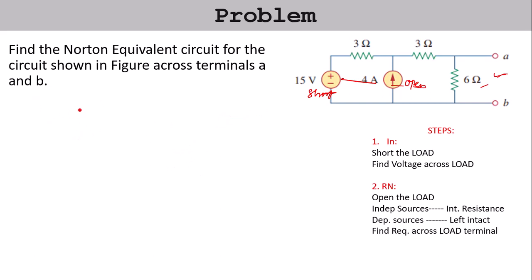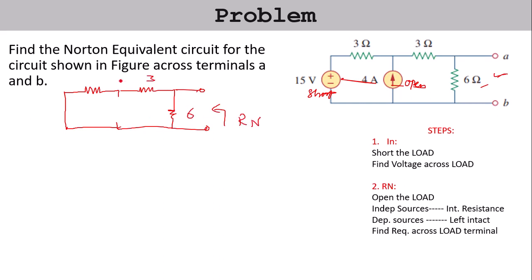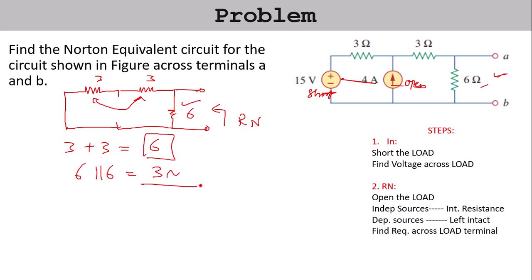So what will be our circuit? This is the shorted voltage source, then we have 3, then we have the open circuit current source, then again 3, then again 6, and then across the load terminals we have R Norton. Now you can see, students, these two resistors 3 and 3 are in series, that is 6. Now this 6 and the 6 over here are in parallel, so the answer is 3 ohm. So R Norton is 3 ohm.